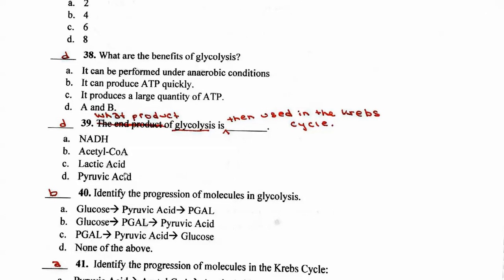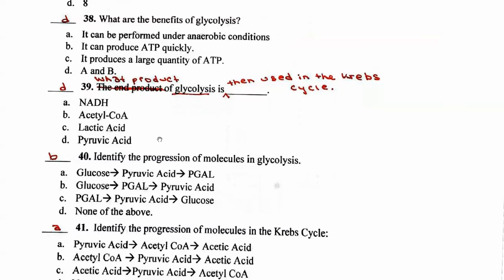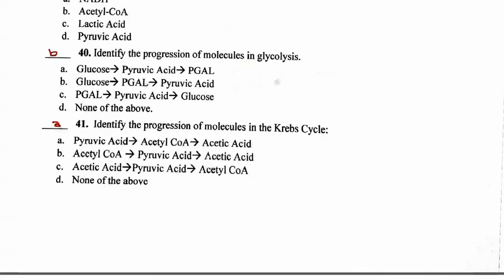Okay, it's pyruvic acid. So you start with pyruvic acid, and then you break it down into acetyl-CoA, then it becomes acetic acid. Okay, review that other video if you need help with that. Identify the progression of molecules in glycolysis. You first start out with glucose, then it goes to pGal, and then pyruvic acid.